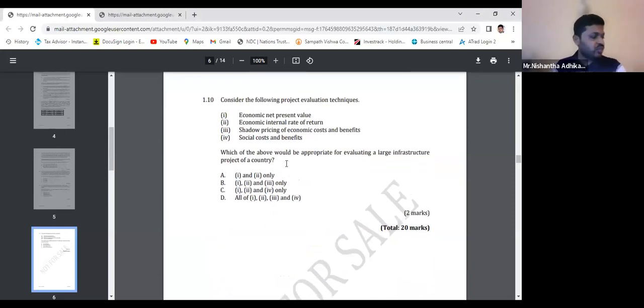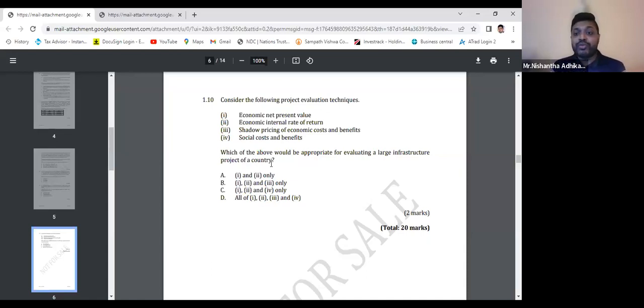Question 10, the last one. Consider the following project evaluation techniques. Economic net present value, economic internal rate of return, not only monetary but social impact and economic impact, or both, will be considered in economic net present value. Economic internal rate of return, you will calculate the IRR rate which creates both positive externalities to the society and financial benefit. All will be considered. Shadow pricing of economic cost and benefit, social cost and benefit.